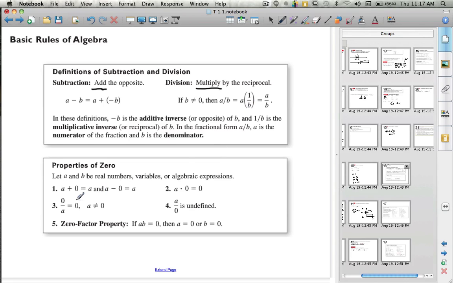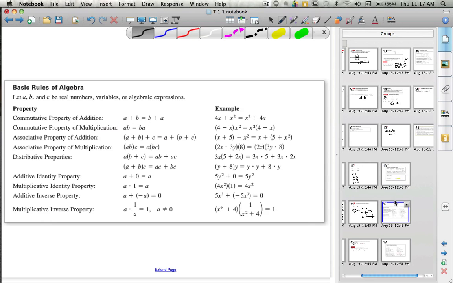We have some properties of 0. Anything added to 0 will be itself. Anything with 0 subtracted from it will be itself. Anything times 0 is equal to 0. Anytime I have 0 in the numerator of a fraction, it's equal to 0. And anytime I have 0 in the denominator of a fraction, it is undefined, right? It violates one of the basic rules of algebra. I can't have 0 in the denominator of a fraction and evaluate the result.